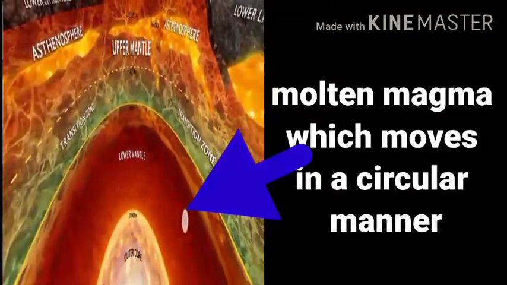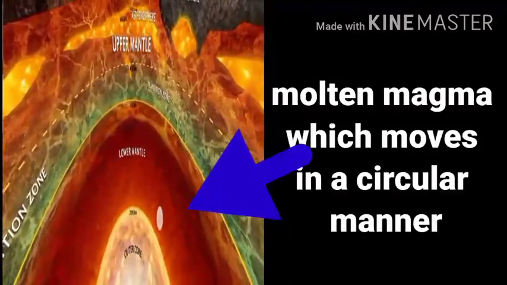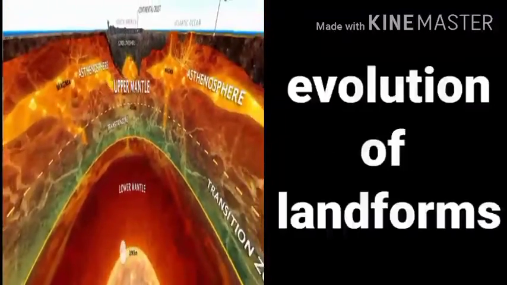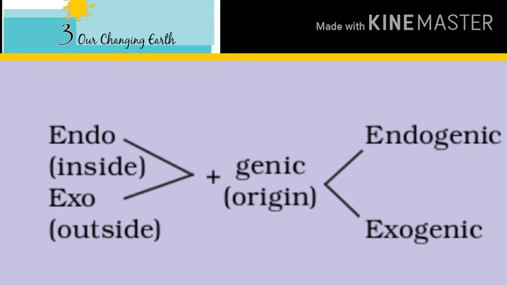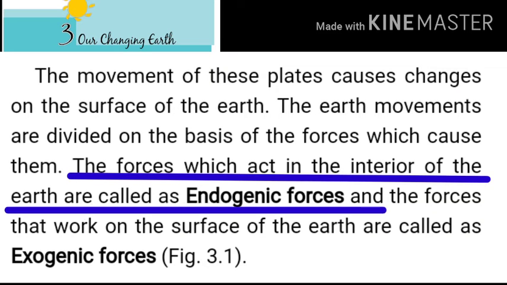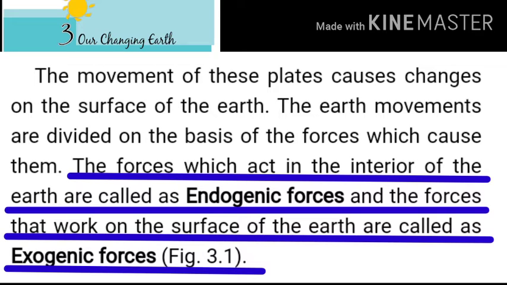This is because of the molten magma inside the earth, which moves in a circular manner. The movement of these plates causes changes on the surface of the earth. These movements are divided on the basis of the forces which cause them. The forces are of two types: endogenic force and exogenic force. Forces which affect the earth's surface from its interior are called endogenic forces.